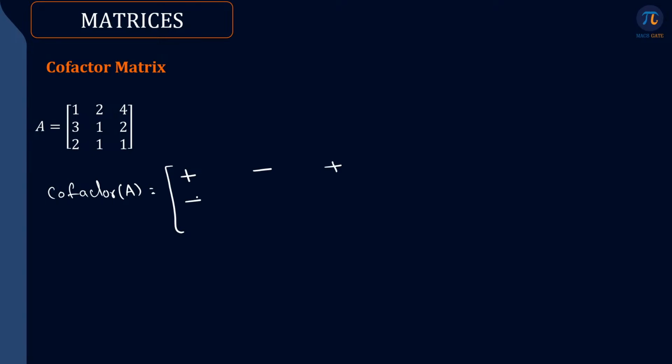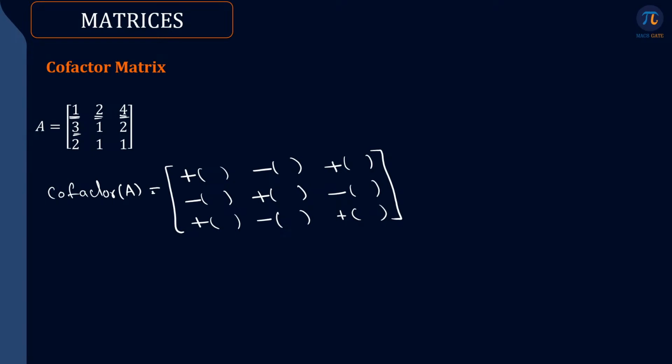2 1 is odd, minus sign. 2 2, that is 2 plus 2 is even, plus sign. 2 3, 2 plus 3 is odd, minus sign. So, alternately you get plus minus signs like this. So, signs are fixed. We just need to find the minor of each element and keep it here. Because the sign is already available, we only need to find minors for each element and substitute here. Then you get the cofactor matrix.